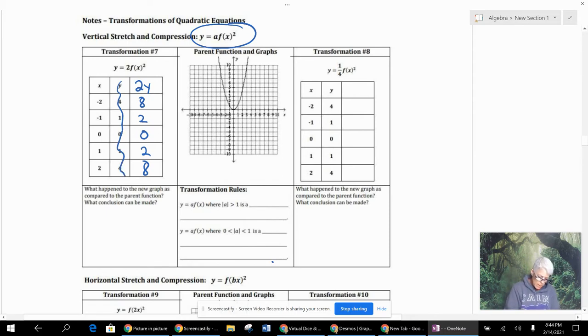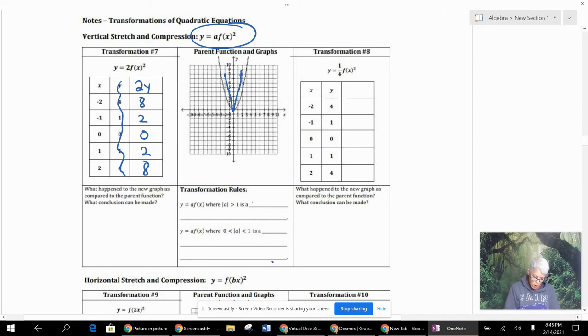So we're going to share the same vertex, but then what's going to happen to the points, let's just do a few of them. -2, 8, and so I'm also going to have one over here. 2, 8, 1, 2. So what's going to happen, if you notice, is it's getting skinnier.